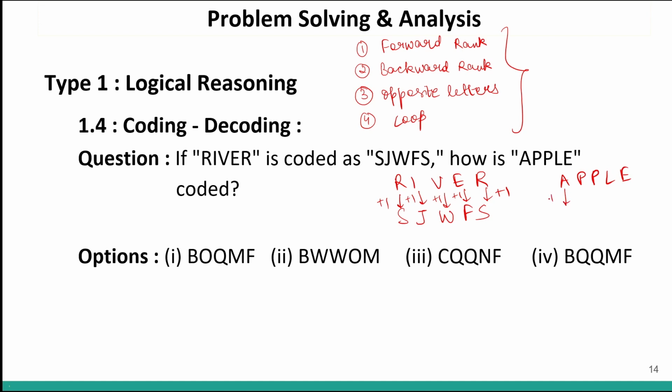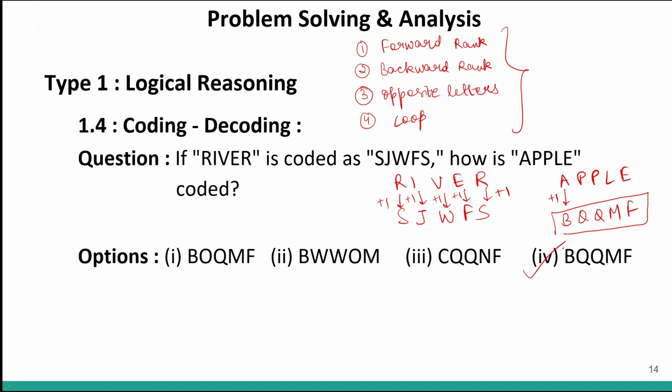In apple, if I move plus 1, I'll get B. After P, I'll get Q. After P, I'll get Q. After L, I'll get M. And after E, I'll get F. So my code will be BQQMF, which is given in option number 4. So option number 4 will be the correct answer.